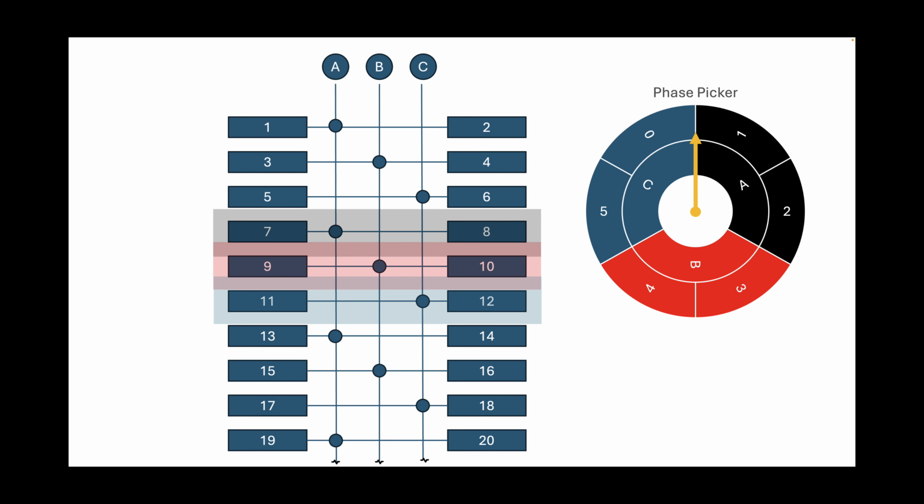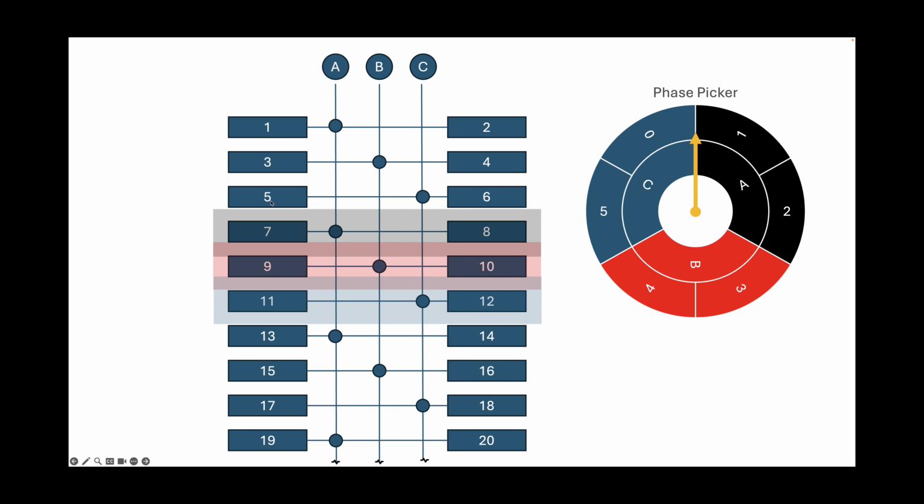Let's look at the next group of circuits and divide 7 and 8 by 6. That's 1, 6 with 1 and 2 left over. 7 and 8 are on A phase, black. 9 and 10 are 1, 6 with 3 and 4 left over, or B phase, red. And 11, 12 are 1, 6 with 5 remaining, and 2 6s with 0 remaining, blue, C phase.